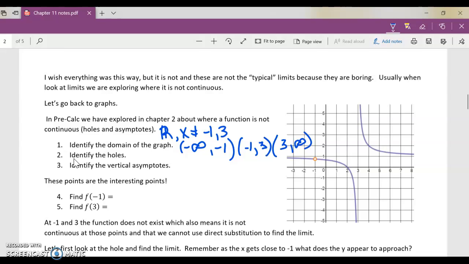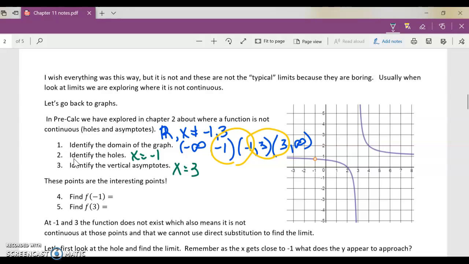Since we're talking domain, we're using x values. You can see that we have this gap here at -1, that's our hole, and we have this gap here at 3, that's our asymptote. So in those gaps, our domain does not exist, our function is not valid. So our hole is at x equals -1, and our asymptote is x equals 3. These are the interesting points.